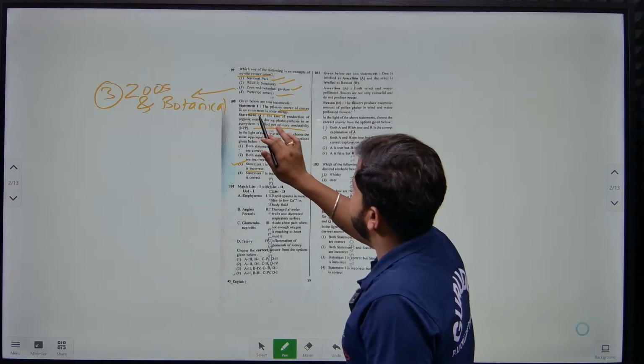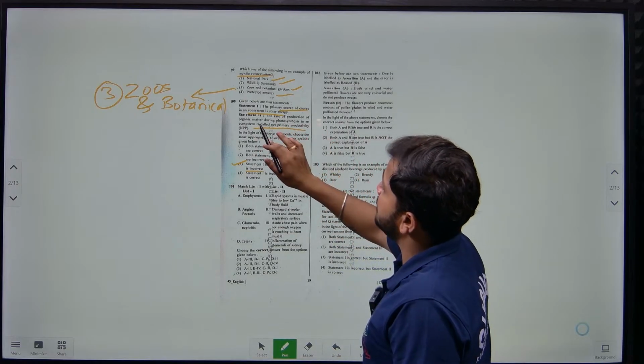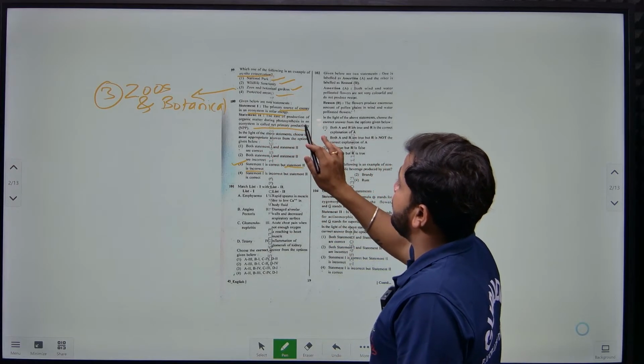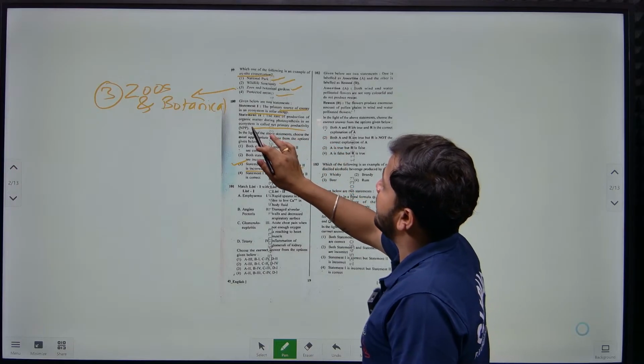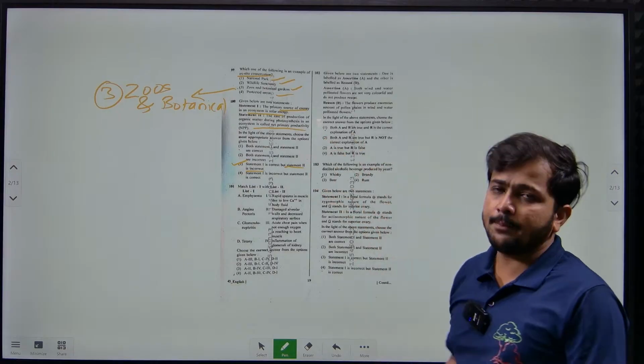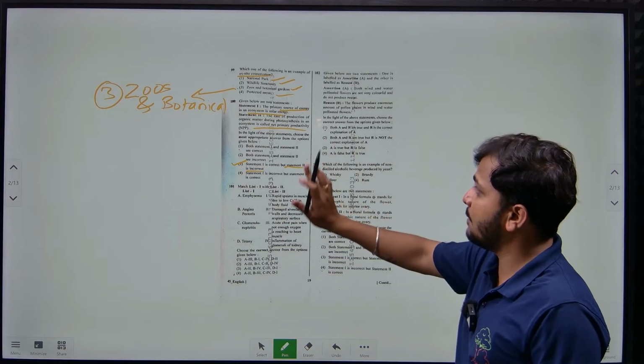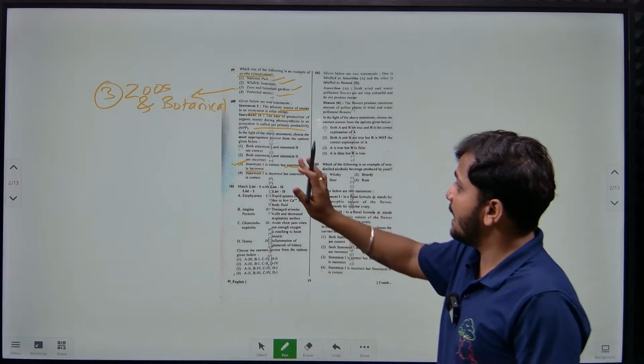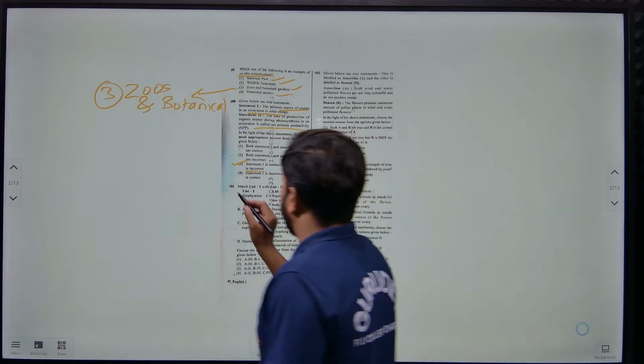Then statement 2 says the rate of production of organic matter during photosynthesis in an ecosystem is called what? Net primary productivity. No, that organic matter rate is not called net primary productivity. It is actually called as what?